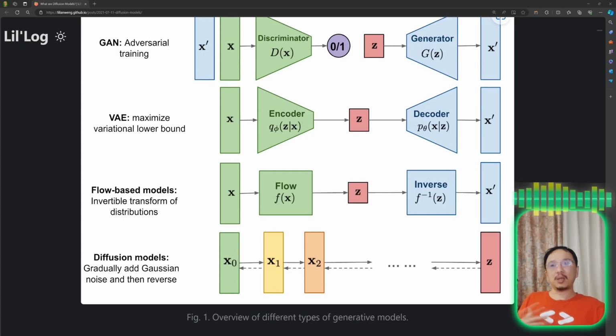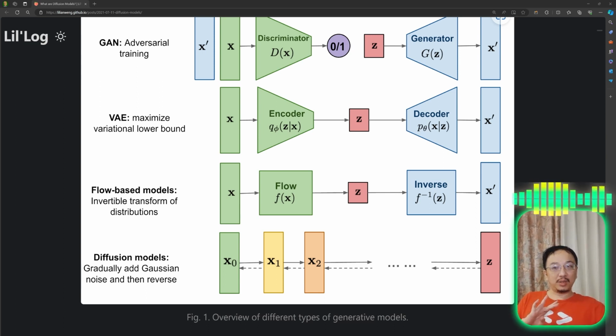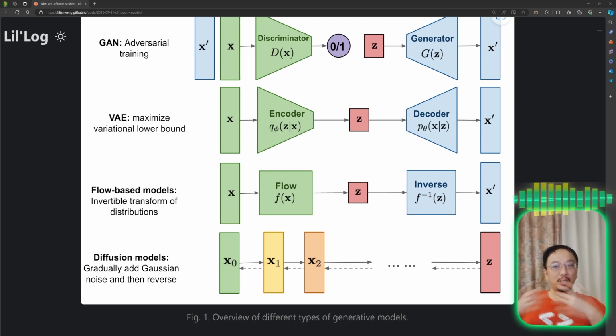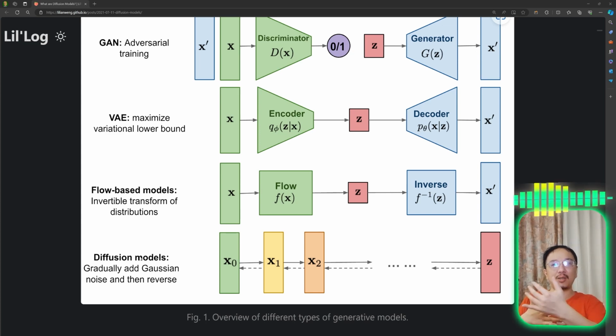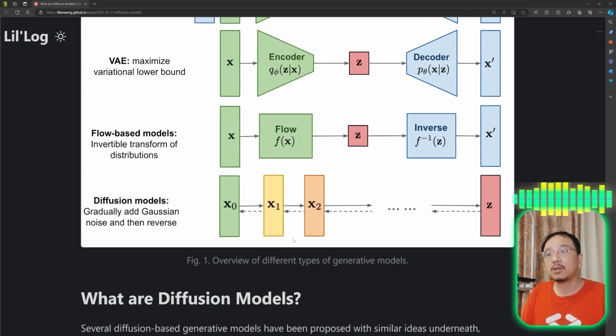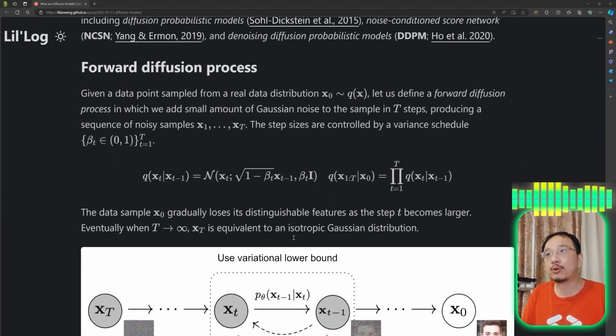For the diffusion model, we have a similar approach with an encoder and decoder, only that the encoding is more like adding noise and the decoding is more like denoising. Unlike the VAE and the flow-based model, the encoder part is not trainable. We already know what the encoder is because we already know how to add noise to the image, so there's no training on this part. We only need to learn the decoder, which is the denoiser. So let's first discuss the forward diffusion process.